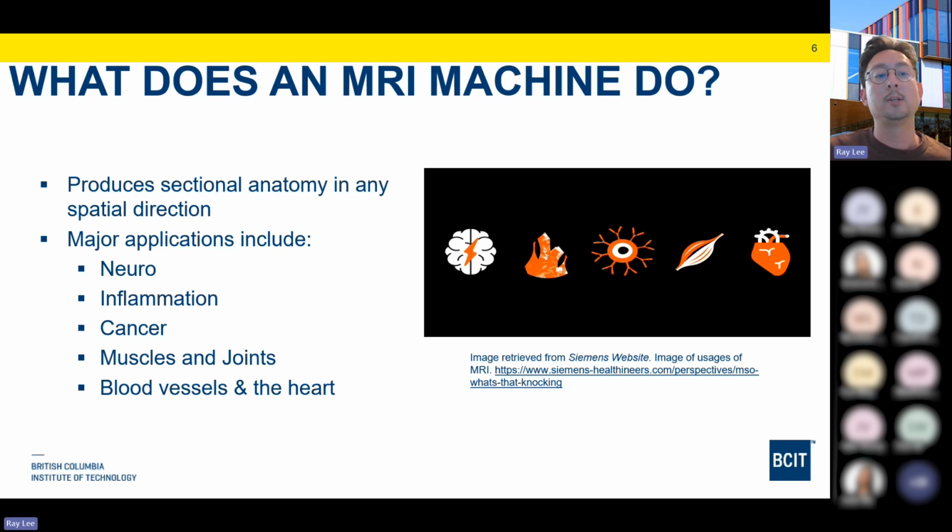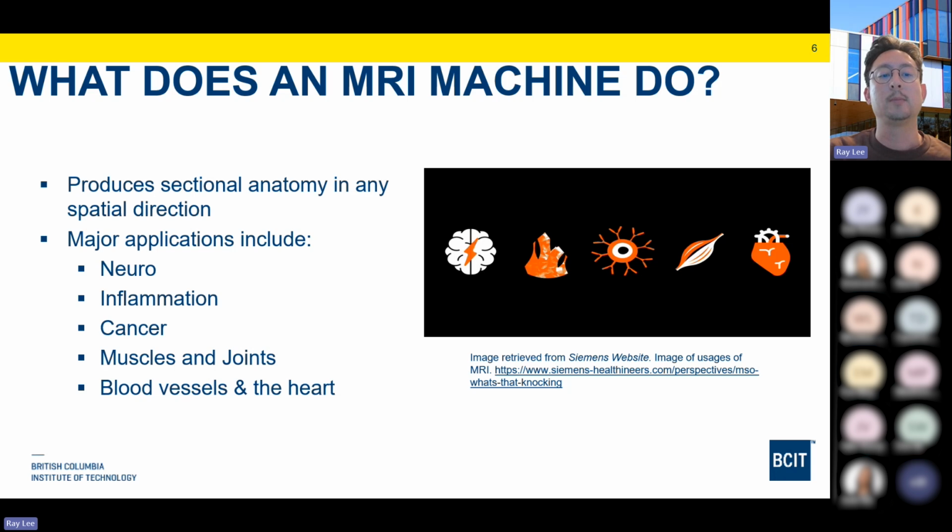So what does an MRI machine do? Once again, it just produces sectional anatomy in any spatial direction. So you get to look at anatomy from any direction you like. It's not just a face-on image of a bone. We can look at it from really any direction we want.